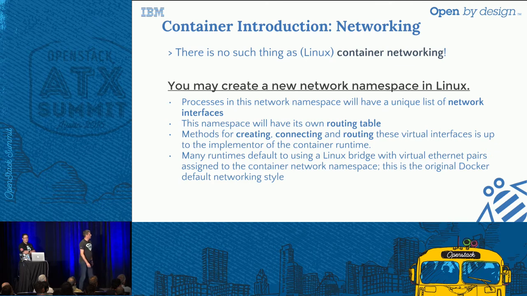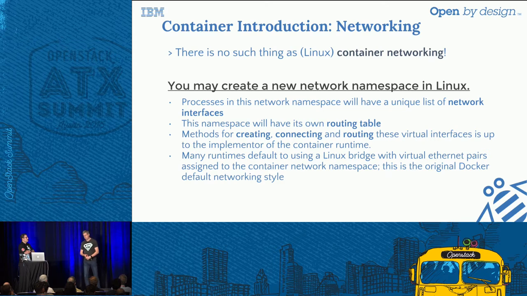So let's start with a bold statement. There's no such thing as Linux container networking because, again, we just talked about containers being a process on your system. A process doesn't have anything special about it that really relates to networking, other than the kernel has handed us, if we've asked for it, a new network namespace. All that really means is that within that namespace, we have our own list of interfaces and our own routing table, which means it's really up to me to decide how I'm going to create those interfaces, how I'm going to set up the routing, and that's really up to the implementer of that runtime.